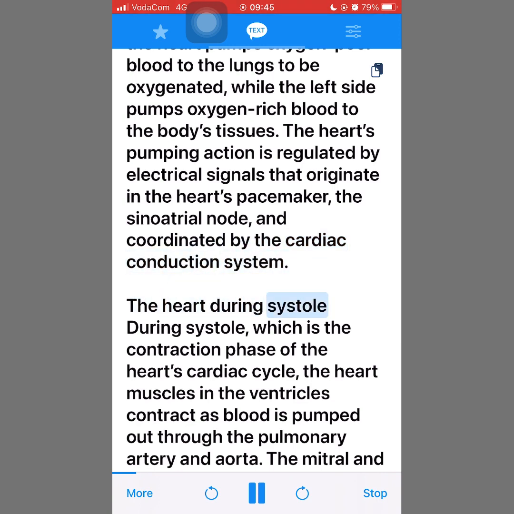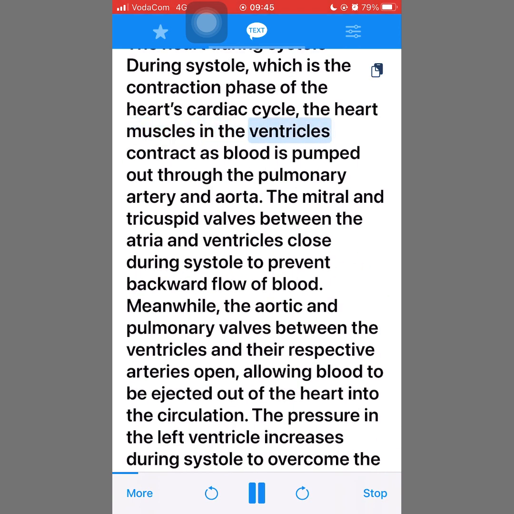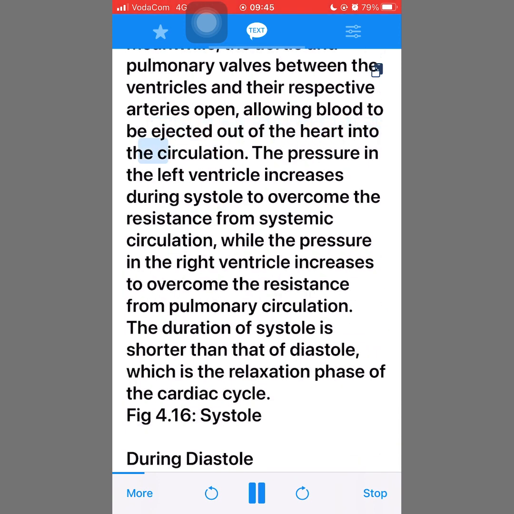The heart during systole. During systole, which is the contraction phase of the heart's cardiac cycle, the heart muscles in the ventricles contract as blood is pumped out through the pulmonary artery and aorta. The mitral and tricuspid valves between the atria and ventricles close during systole to prevent backward flow of blood. Meanwhile, the aortic and pulmonary valves between the ventricles and their respective arteries open, allowing blood to be ejected out of the heart into the circulation.